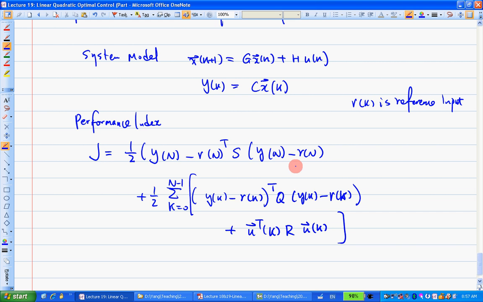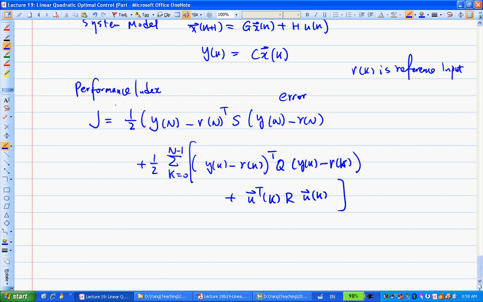Now the performance index previously relates only to the state and the control input, so that you minimize the J. Basically, you're minimizing the state value. And here it's related to the difference between the output and the reference input, and that's what we call the error. If you can bring this error back to 0, which means you have a good reference control. That makes sense, right? So that's the performance index here.